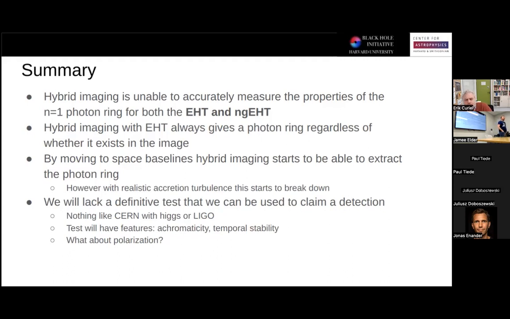Good luck. Just on that, and also what we're ending with, what you were saying is there's no clear criterion for detection, right? So this sounds to me like we need a null test. Yeah, exactly, and that's something that we're working towards.